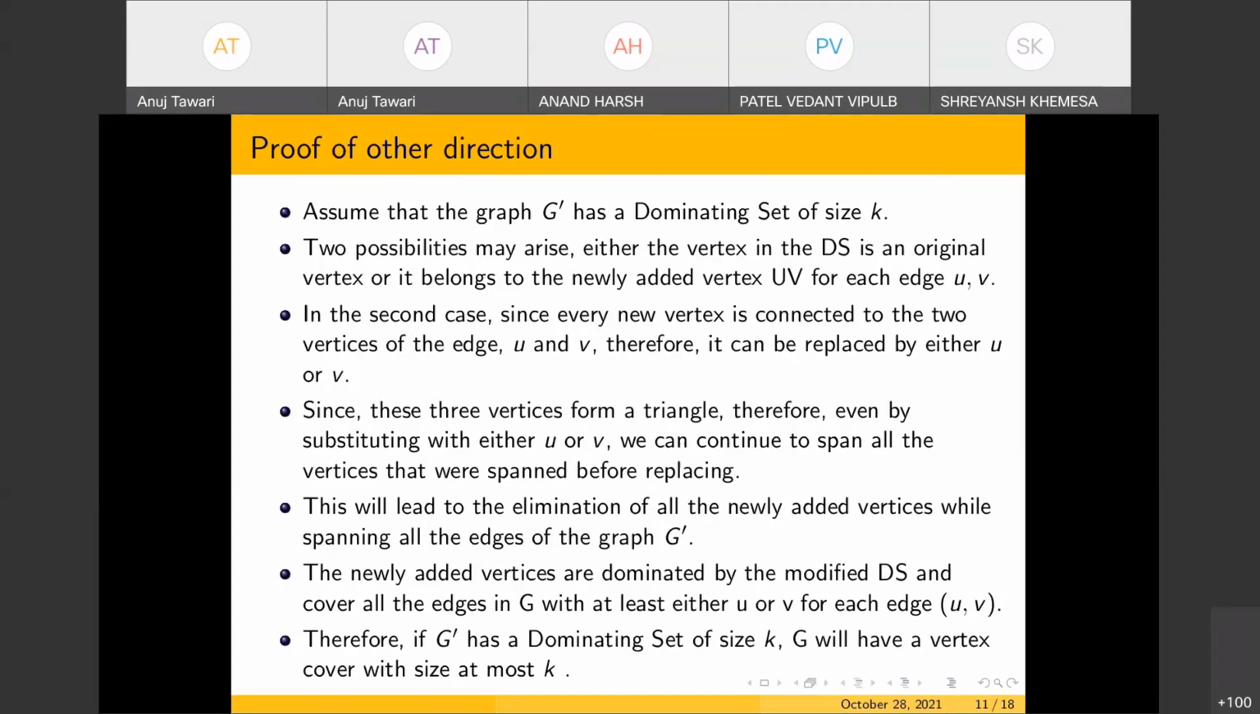So there is a question. What are the newly added vertices here? What we were doing is converting every edge to a triangle. Right? So G prime is not the original graph. G prime is the new graph which we have constructed. G is the original graph. So when we are converting every edge to a triangle, you have to bring in some new vertex and connect it to both the endpoints of that edge. So that is exactly the new vertex, right?